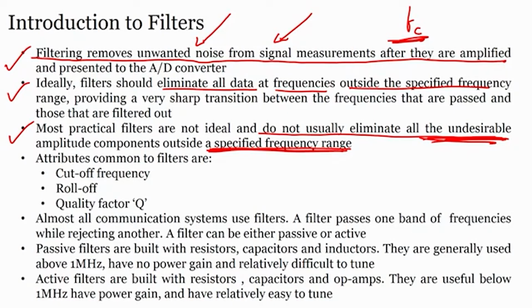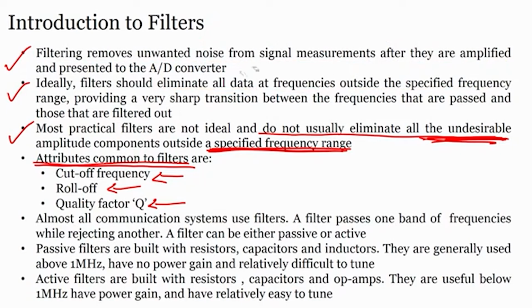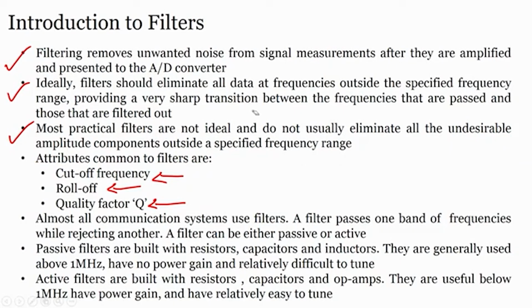So, attributes of common filters, or attributes common to filters, are A, cutoff frequency, B, roll off, and C, quality factor. Very important, extremely important. Why? Because when you talk about filters, generally you will be asked this kind of question: do you know what is the quality factor of your filter? Do you know what is the cutoff frequency of your filter? Do you know what is the roll off rate of your filter? So, in that case you have to find out what exactly the cutoff frequency would be, what exactly the roll off would be, what exactly the quality factor would be.